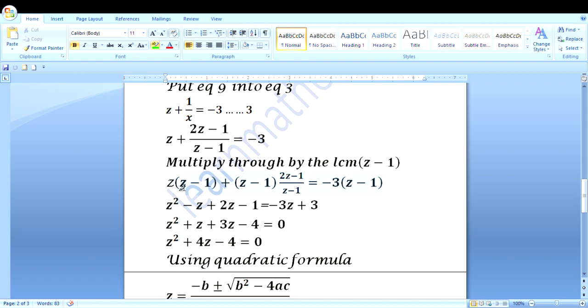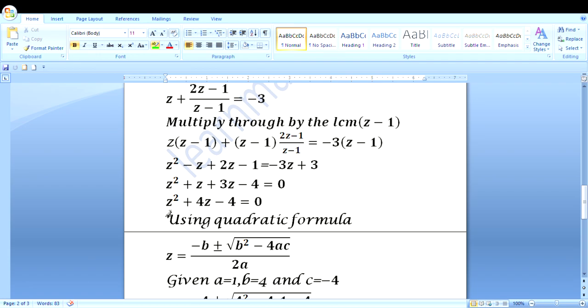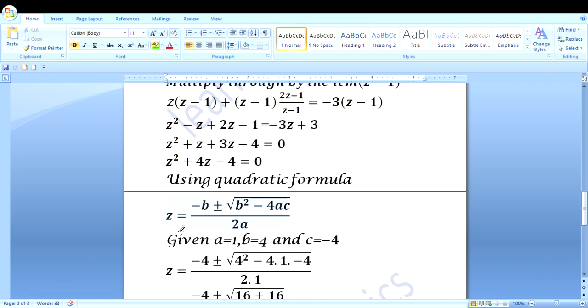Here, z times z is z squared. z times minus 1 is minus z. Plus what we have here, 2z minus 1, is equal to minus 3 times z, which is minus 3z, then minus 3 times minus 1 gives plus 3. If we collect like terms, the expression becomes z squared plus 4z minus 4 is equal to 0. Now from here we could use the quadratic formula to obtain z.